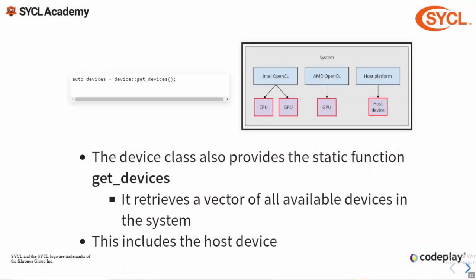Alternatively, the device class also provides a static member function called getDevices. This returns a vector of all the devices available in the system for all platforms. Again, this includes the host device. So in this example, where we have 4 devices across our 3 platforms, getDevices would return all 4 of these.